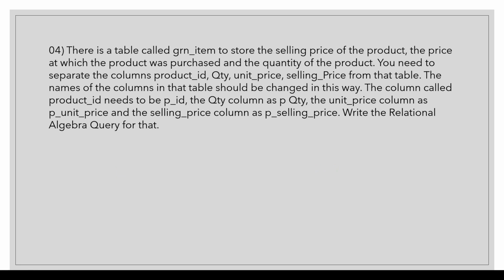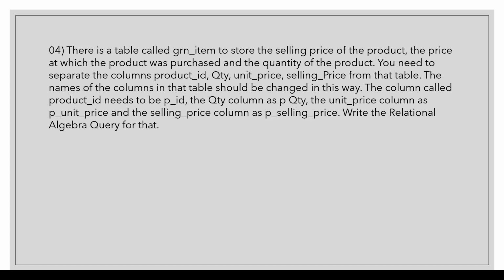There is a table called GRN item to store the selling price of the product, the price at which the product was purchased, and the quantity of the product. You need to separate the columns product ID, quantity, unit price, selling price from the table. The names of the columns in the table should be changed in this way.